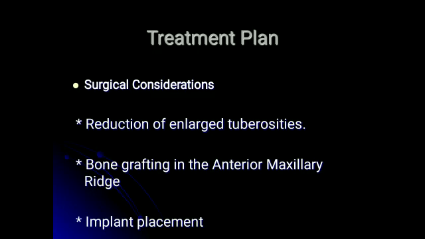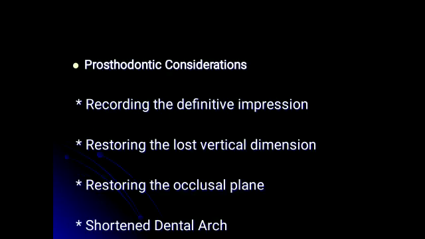Coming to the treatment plan. Surgical considerations: reduction of enlarged tuberosities, bone graft in the anterior maxillary ridge, implant placement. Prosthetic considerations: recording the definitive impression, restoring the loss of vertical dimension, restoring the occlusal plane, and shortening the denture arch.